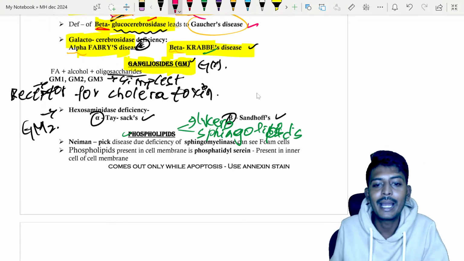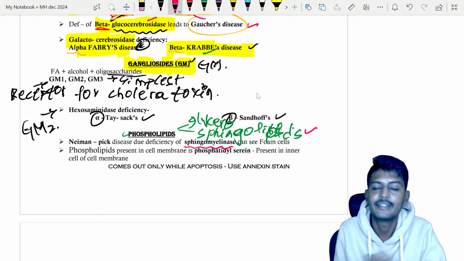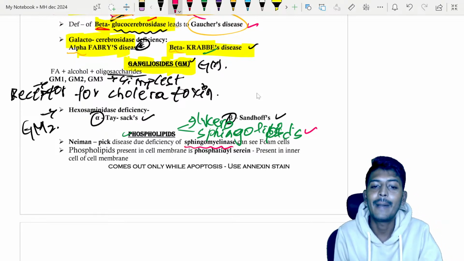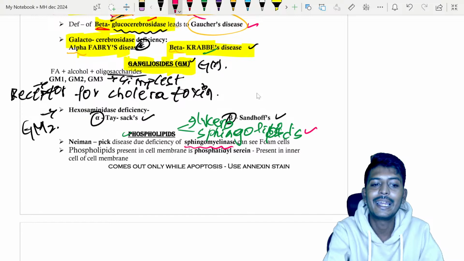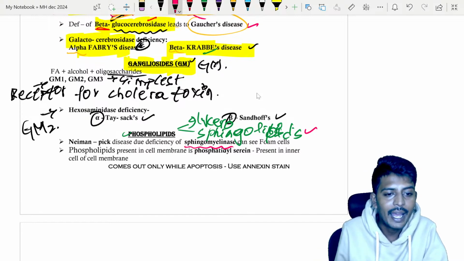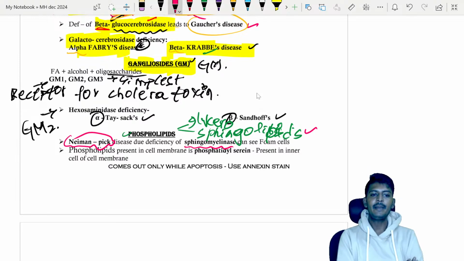Sphingolipids are metabolized by an enzyme called sphingomyelinase, the enzyme responsible for the digestion of sphingolipids. Deficiency of sphingomyelinase leads to a disorder called Niemann-Pick's disease.